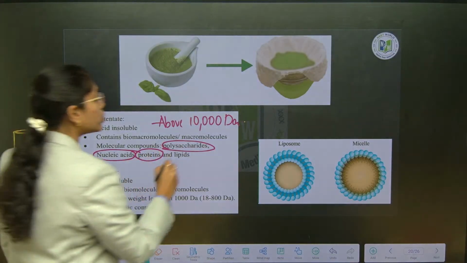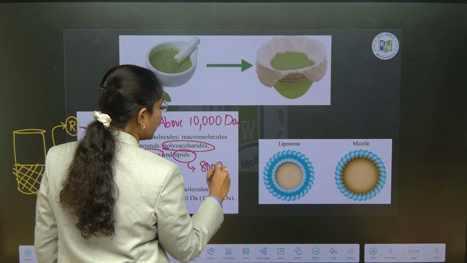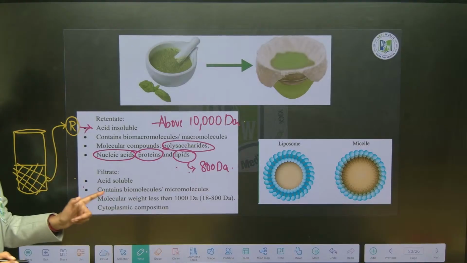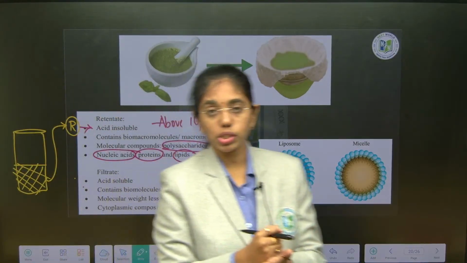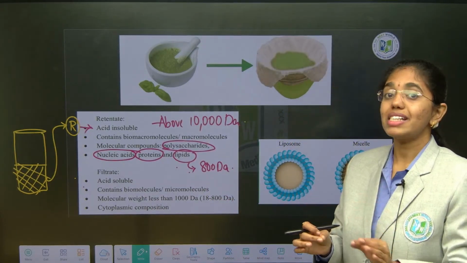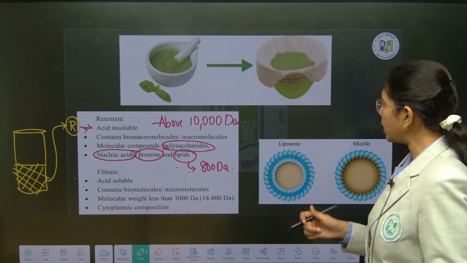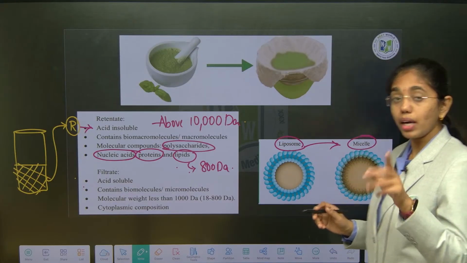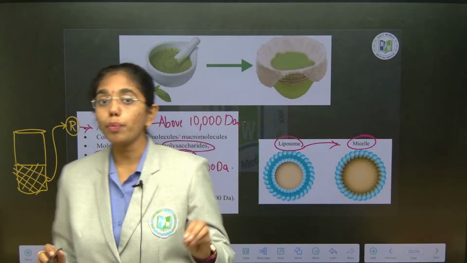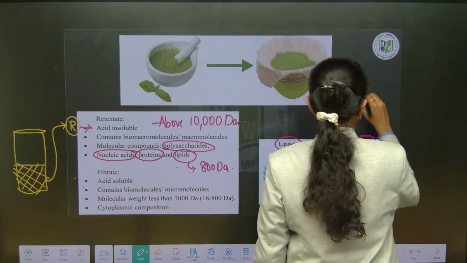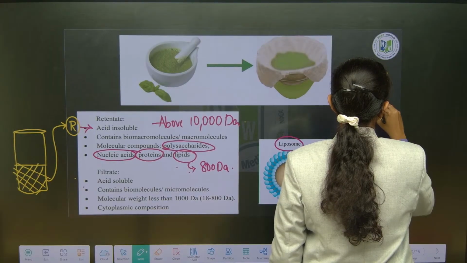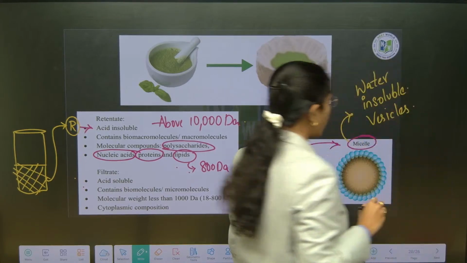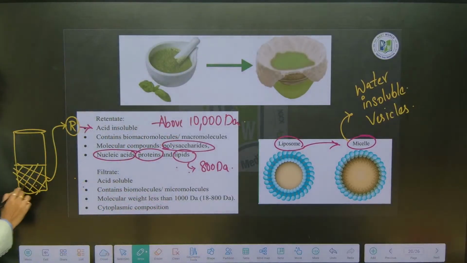But lipids, whose molecular weight will not exceed 800 Daltons, are also obtained in the acid insoluble fraction. It is because whenever the cells are ground by mortar and pestle, the cell membrane gets disintegrated, yes or no? When the cell membrane gets disintegrated, the lipid components present in the cell membrane will form liposomes or micelles. They will form globules, which are water insoluble vesicles, and they are obtained in the retentate.